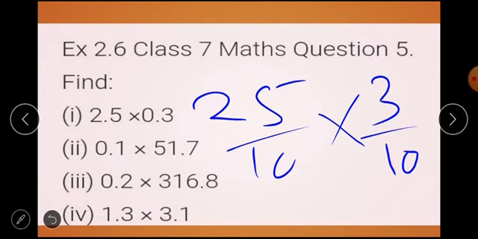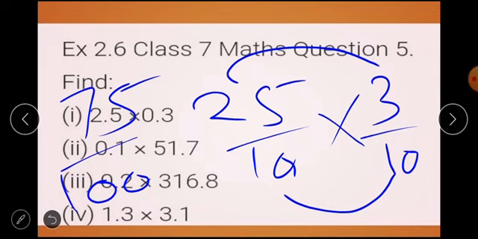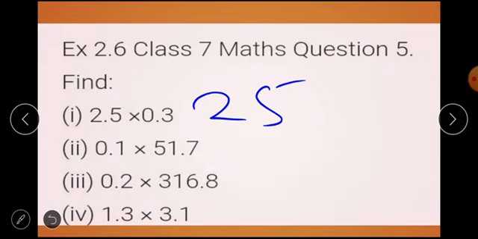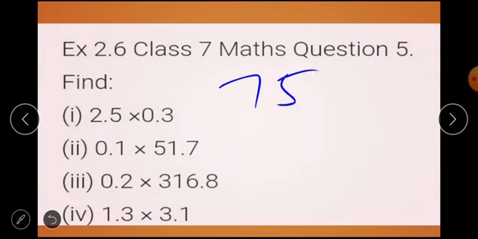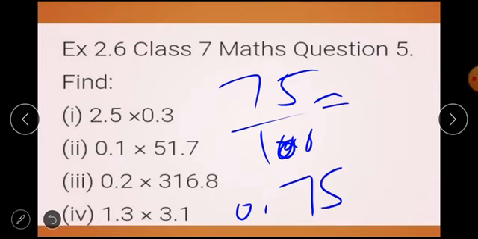As I already told you, when you have to multiply two fractional numbers, first you do the multiplication of the top numbers. So 25 into 3 will be equal to 75, and then you multiply the bottom numbers, 10 into 10, which is equal to 100. So your answer will be 75 upon 100. And how can we place the decimal? As I told you in our previous session, 75 upon 100 means that we will move the decimal up to 2 decimal places. So you will write 0.75. This is your answer.